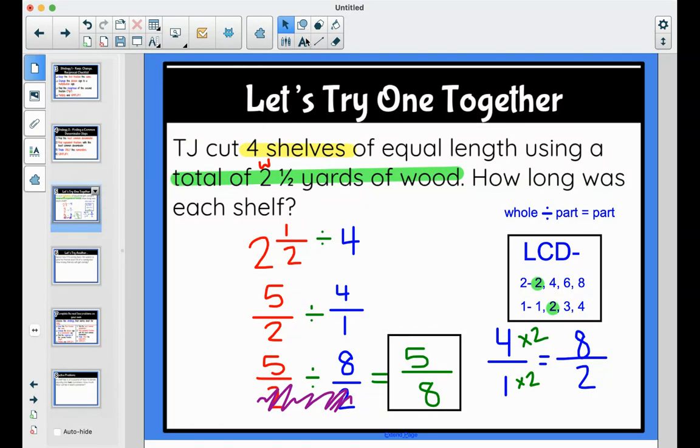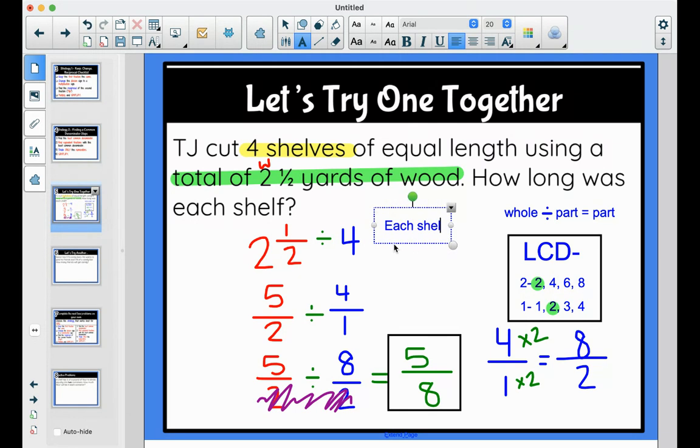Since this is a word problem, we need to write our answer in conjunction with the question. So it said, how long was each shelf? Each shelf is 5/8 yards, which I took right from the problem, long. And then that would be my final answer.